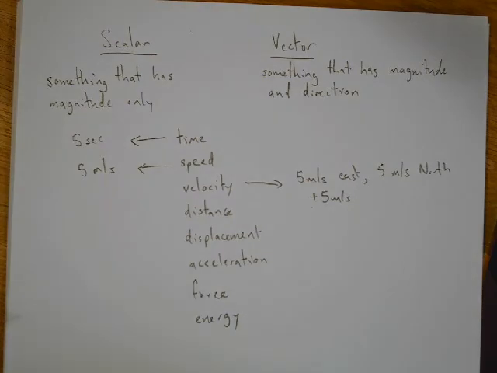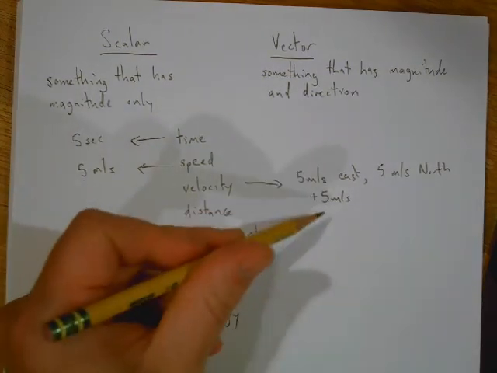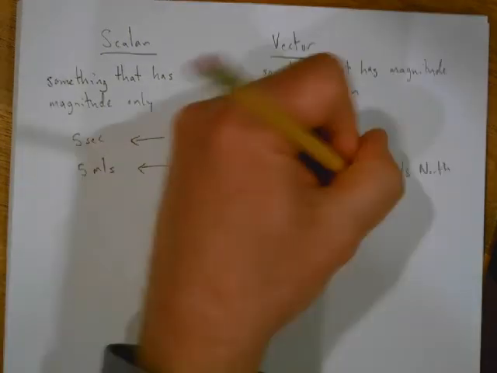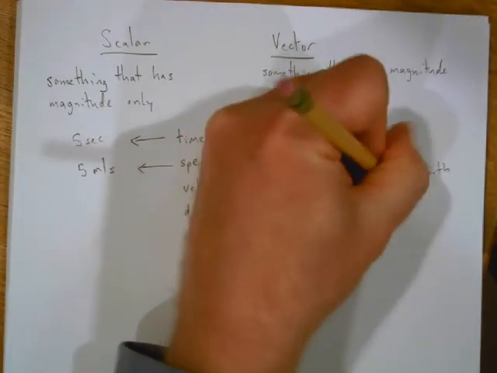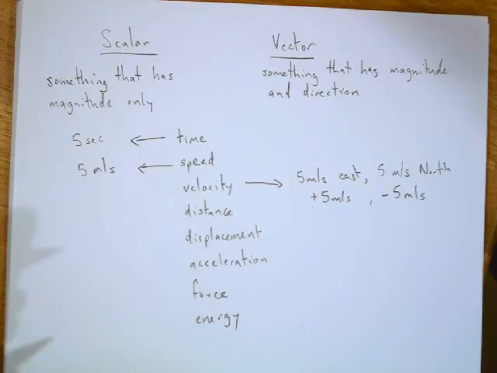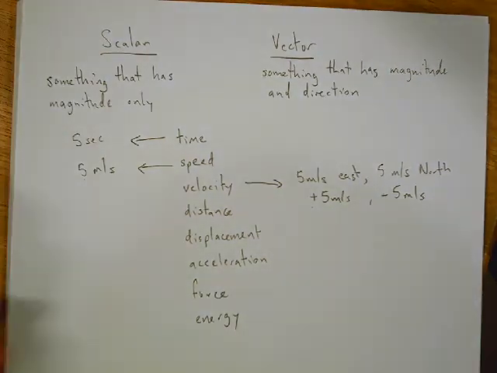Maybe that direction could be positive. If you say east is positive, west is negative, then plus 5 meters per second is telling you you're going east. Same thing if you were to have minus 5 meters per second. That minus sign would tell you the direction.